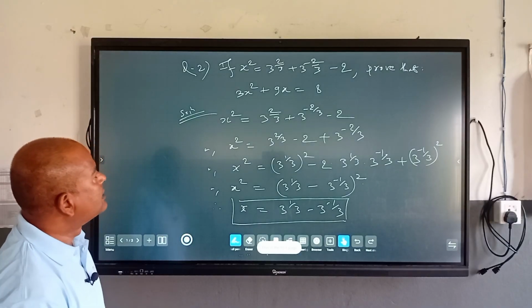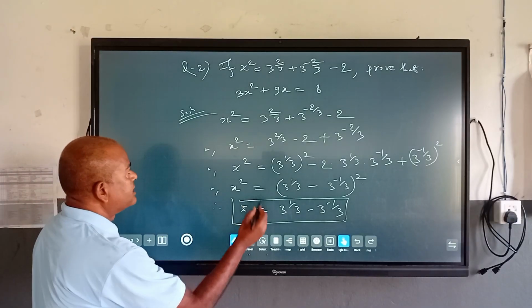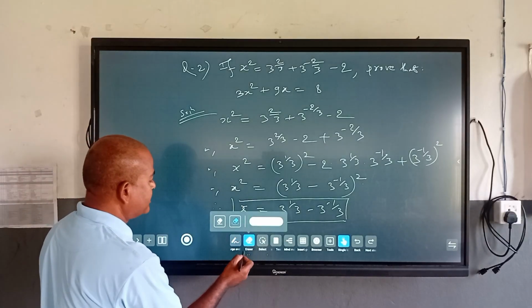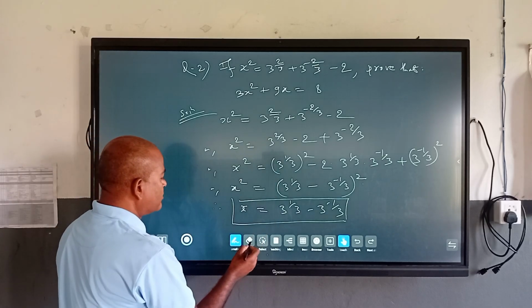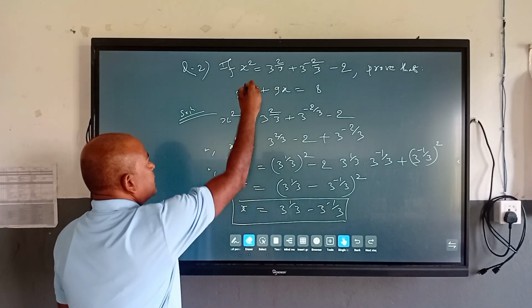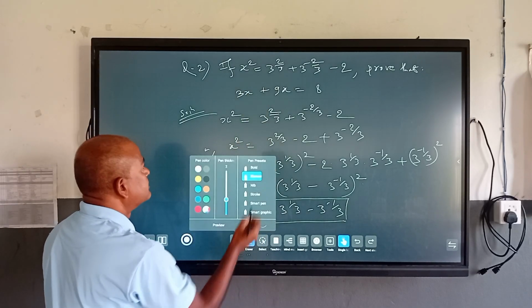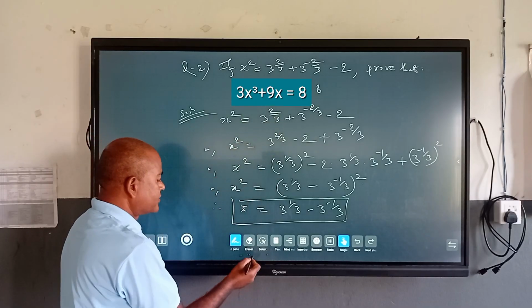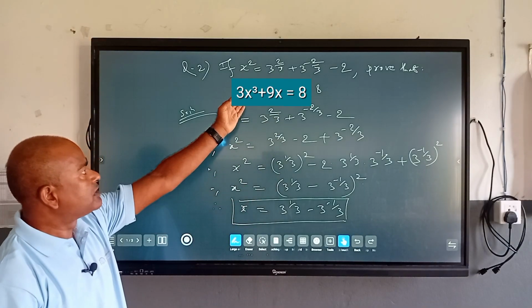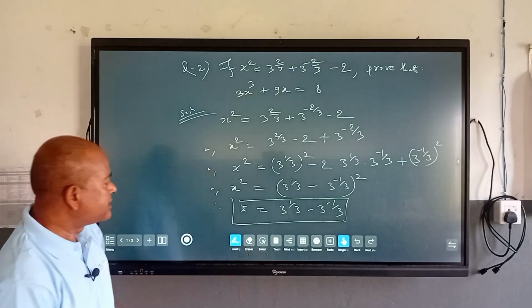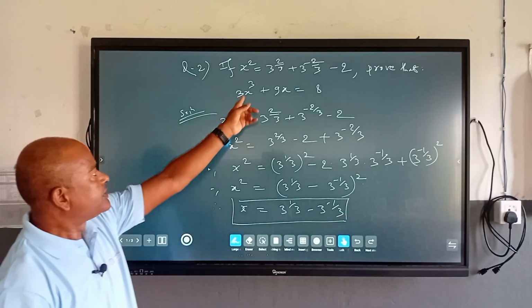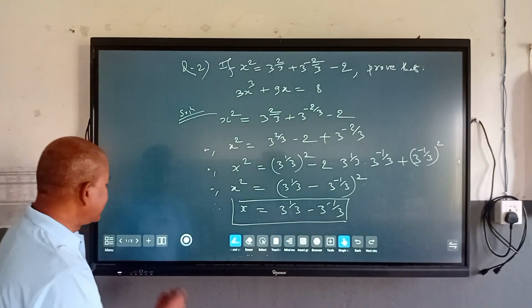So dear students, here we need a little bit of correction in the question. Here the power must be 3. Dear students, we have got the solution of this question. The solution is 3x cube plus 9x equals 8.